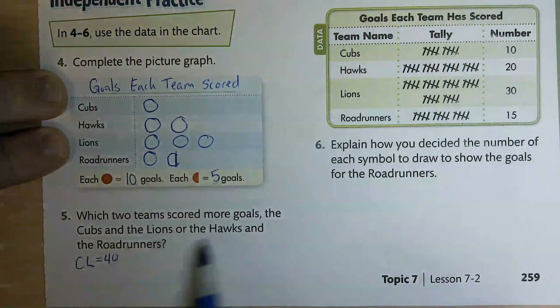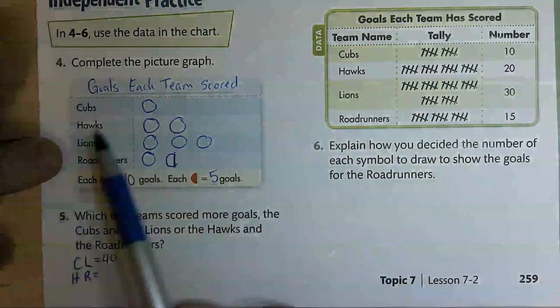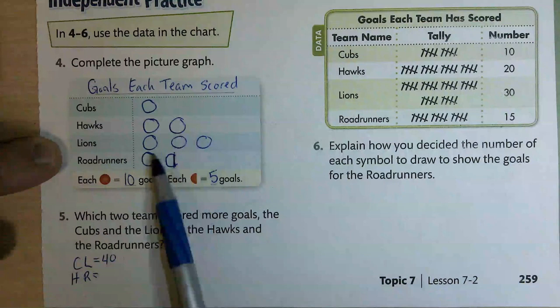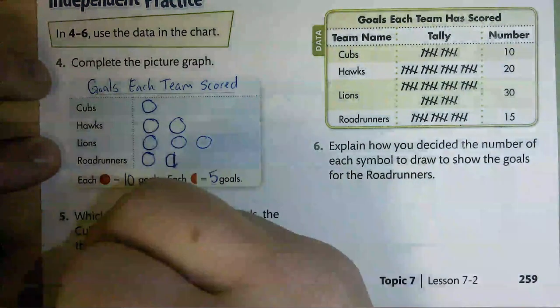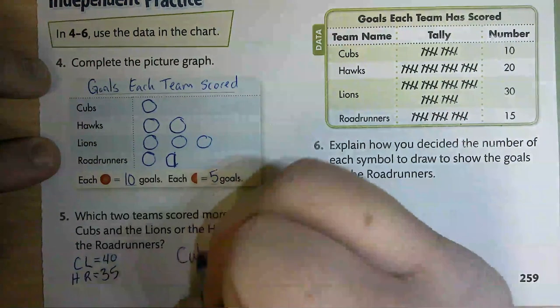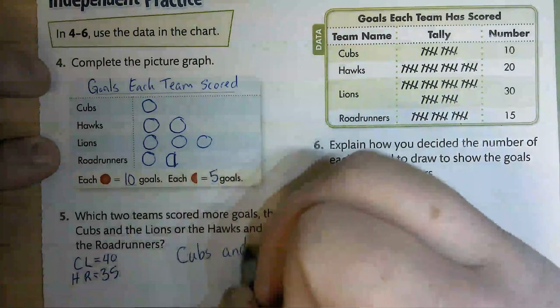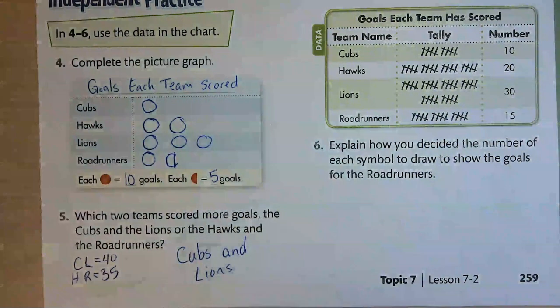And then it says, or the Hawks and Roadrunners. So HR. And how many did they have? 10, 20, 30, 35. So who had more? Cubs and Lions. All right, we were able to use our graph to answer that.